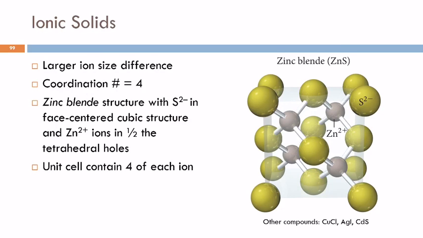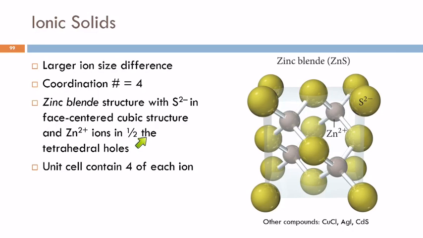If we get an even larger ion size difference, we can get something like this. Zinc sulfide. Many ionic compounds can form different crystalline structures, and that affects their appearance macroscopically. This is called zinc blende, zinc sulfide, and here we have sulfide ions in a face-centered cubic, and the zinc ions are in half of the tetrahedral holes.